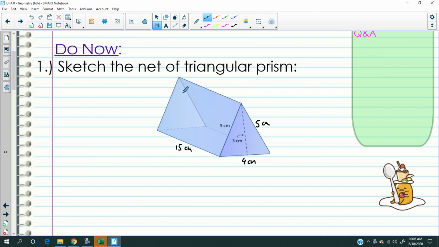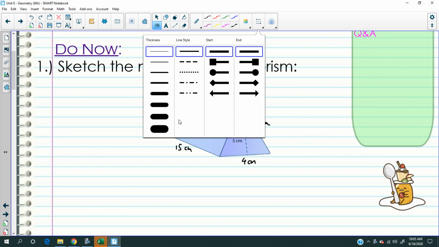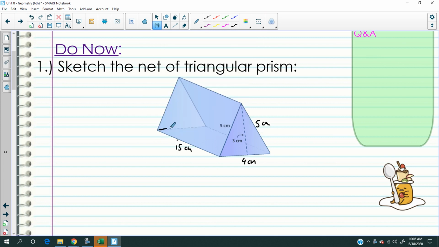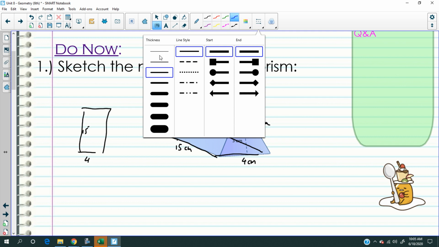Okay, all right, let's see. Where should we start? Yeah, we should start with the base, right? So let's start here. So it would look something like this. Okay, so let's draw this here. Now, what are the dimensions? 4, 15.